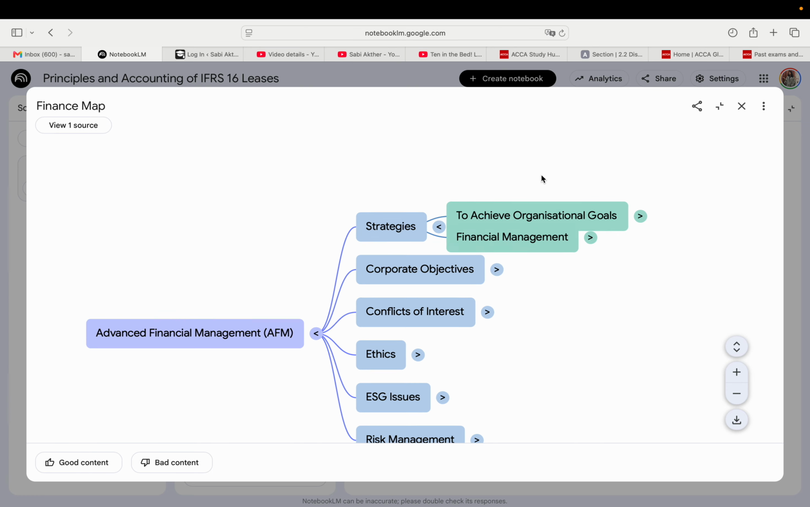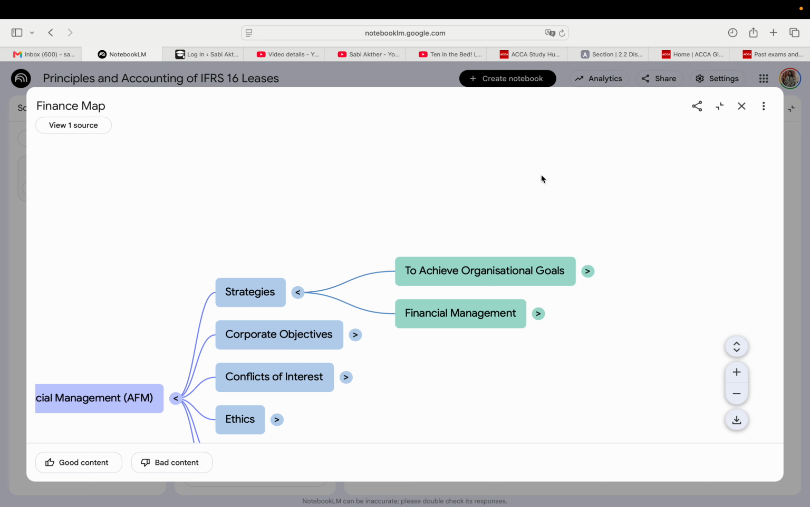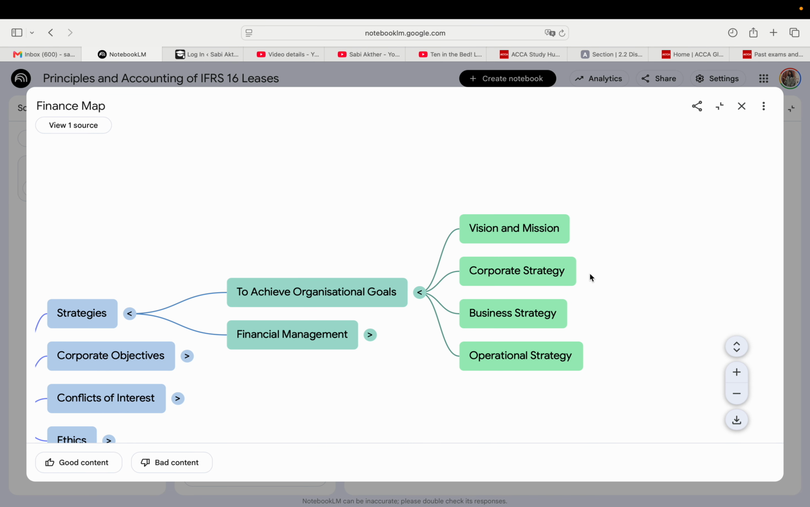So how a financial advisor or the financial manager sets strategy. Two things: they set strategies to achieve organizational goals and for financial management. First we'll see how to achieve organizational goals. Your strategies are divided into 3: corporate, business, operational. In my lecture 1 on my website you will see what corporate strategy is, what the business strategies are, and what the operational strategy is, and then comes the vision and mission.